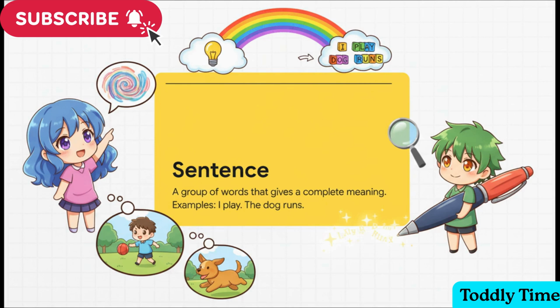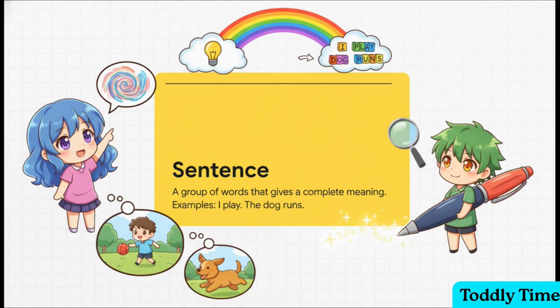So what exactly is a sentence? Well, it's just a group of words that makes a complete thought. It tells us something, so we know exactly what's going on. Like, I play. Simple, right? We know what's happening. Or, the dog runs. Perfect. It's a full idea.